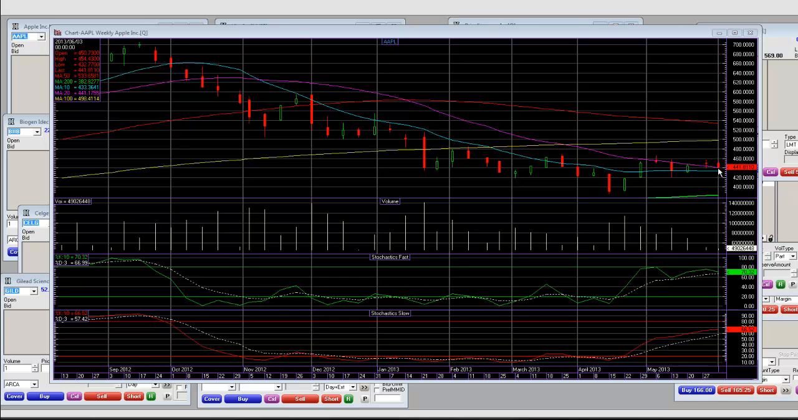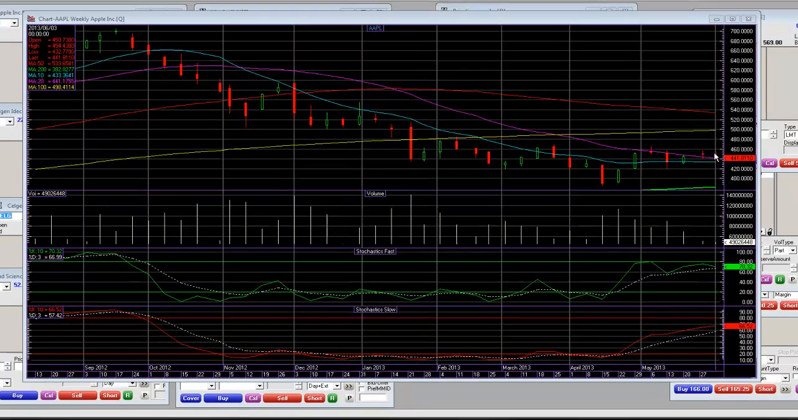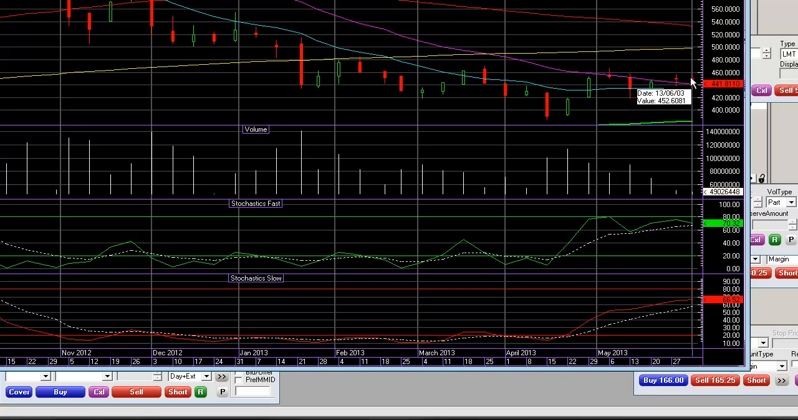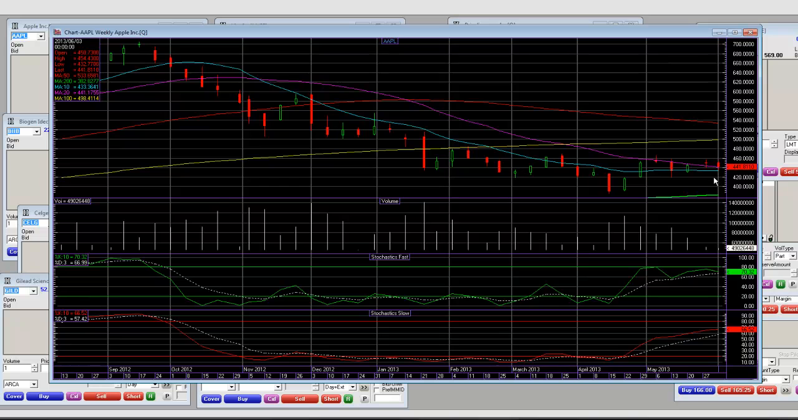The 50-week keeps declining. If we break below the 10-week moving average, we're going to look at getting intraday short right away, and not only that, what the put options would be. What the ranges were on Friday is that we made a low of $432, and the 10-week moving average is at 433. That's the first bounce that we got.